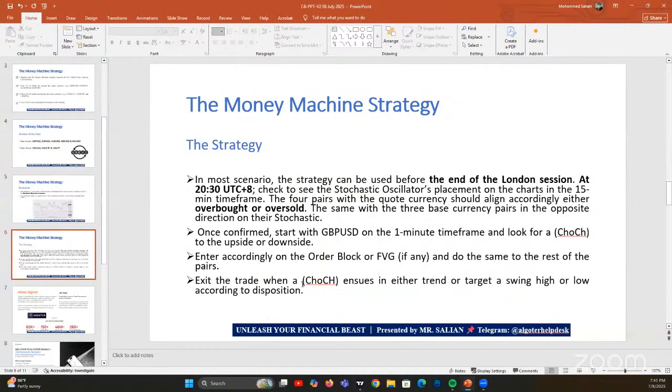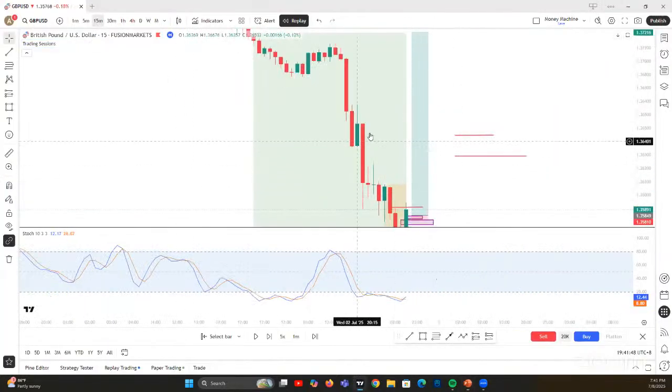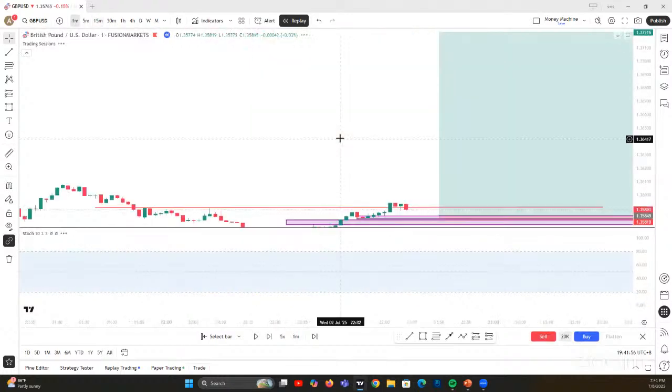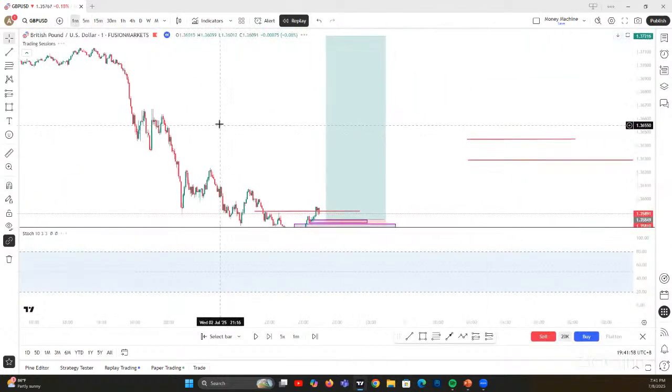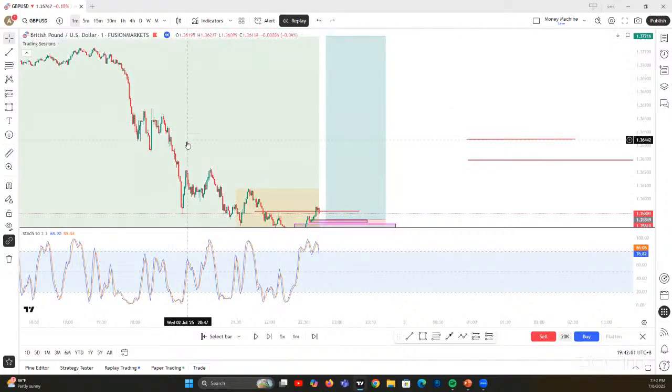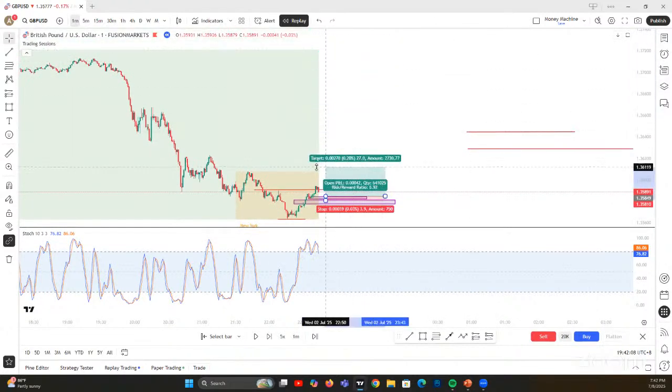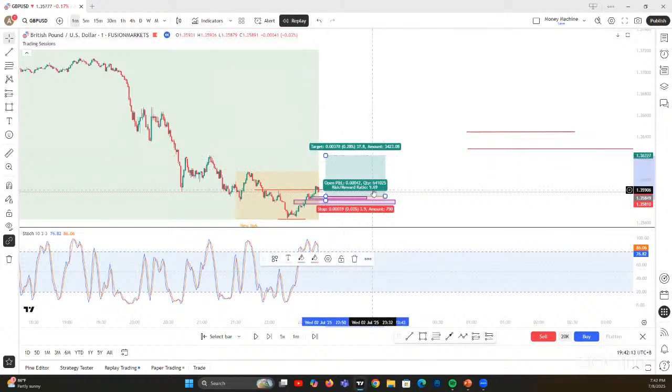okay, exit the trade when a change of character ensues in either trend, or target a swing high or low according to your position. Now, this high here, okay, you can jump here. This is a high, okay, according to your disposition. To the 1 minute, here, this is the high there, high here. You can jump there because you see, this is a high. This is a 1 to 9, my friend.